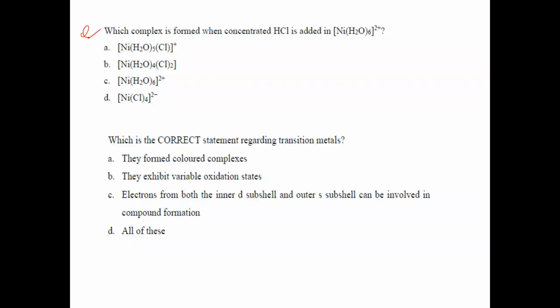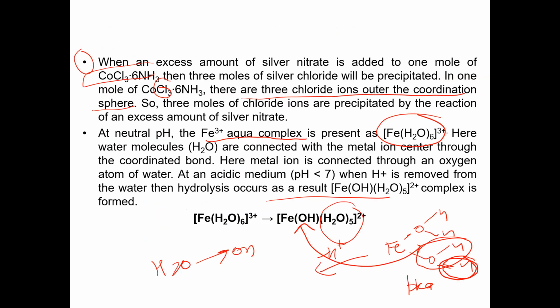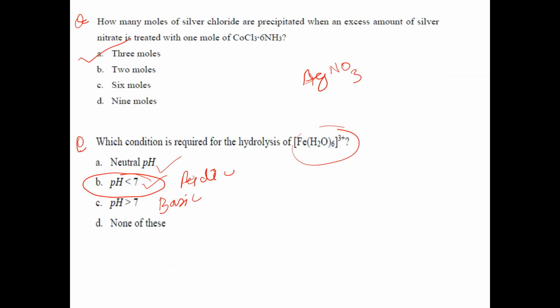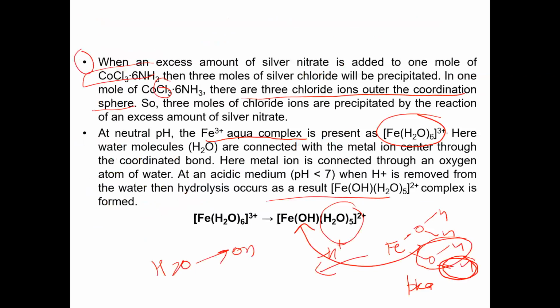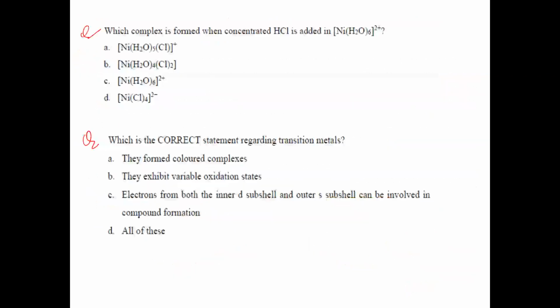So the next one, please try to attempt. Which complex is formed when concentrated HCl is added to this complex? So basically, HCl, hydrochloric acid, is the source of... So these are the next two problems. Please try to attempt. Here, HCl is the source of chloride only. You have to keep it in mind.